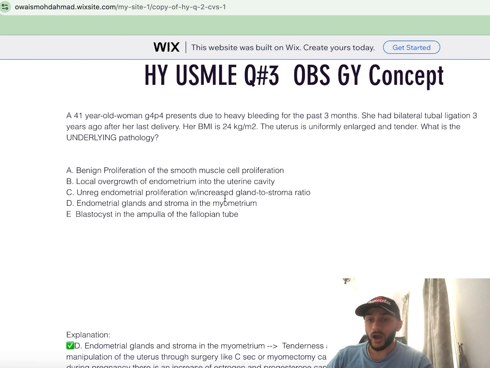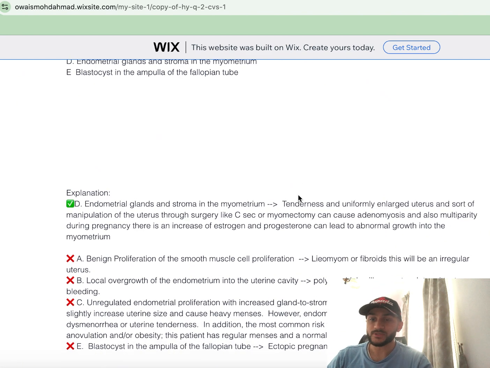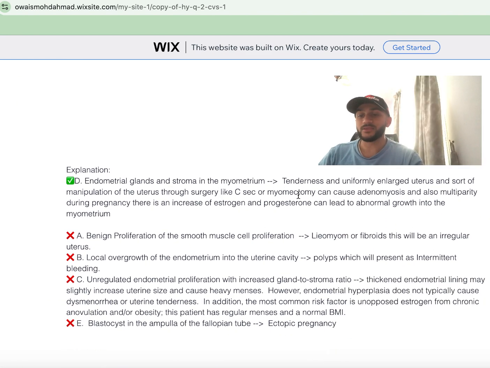Choice C, unregulated endometrial proliferation with increased gland to stroma ratio. That's also an incorrect answer. Unregulated endometrial proliferation with increased gland to stroma ratio refers to thickened endometrial lining, which slightly increases uterine size and causes heavy menses, which we do have. However, endometrial hyperplasia typically does not cause dysmenorrhea or uterine tenderness. In addition, the most common risk factors are unopposed estrogen with chronic anovulation and/or obesity. This patient has regular menses and a normal BMI.